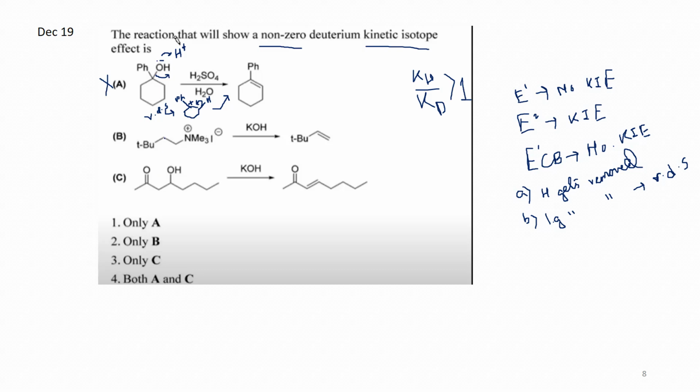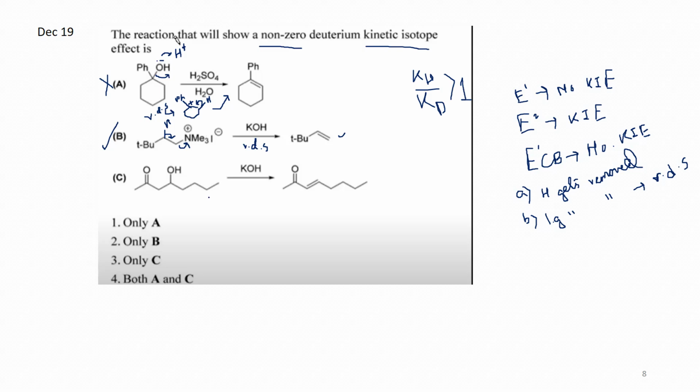In this case, what is there? There is a CH. This is E2 type of elimination. So this will come here and it will be removed from the system. So this is this form. So it is the only step and this is our rate determining step. So this will show kinetic isotope effect.